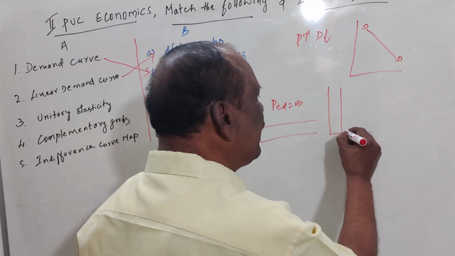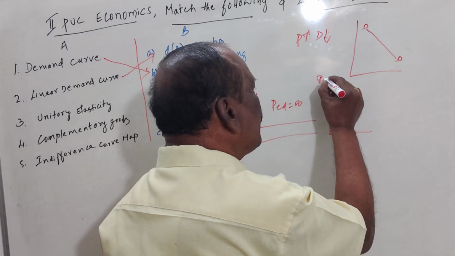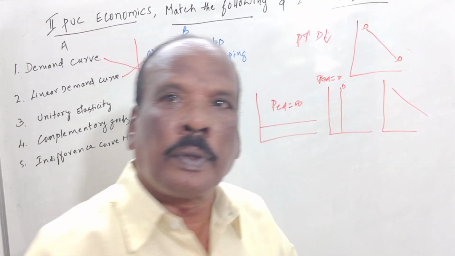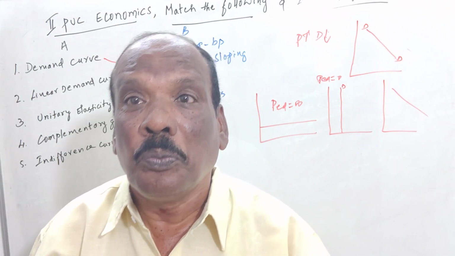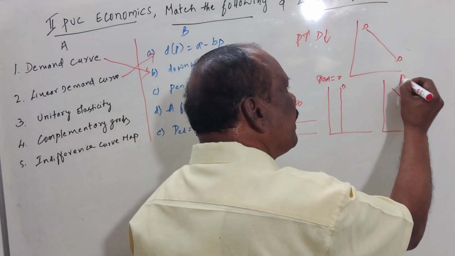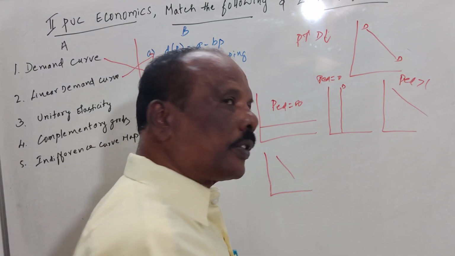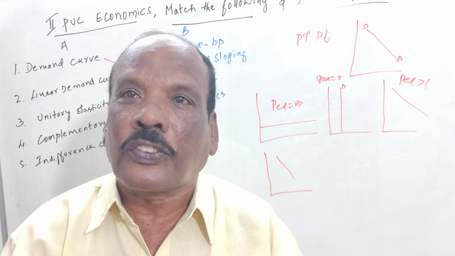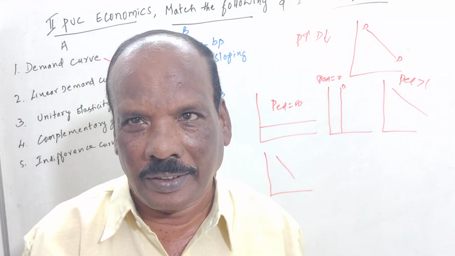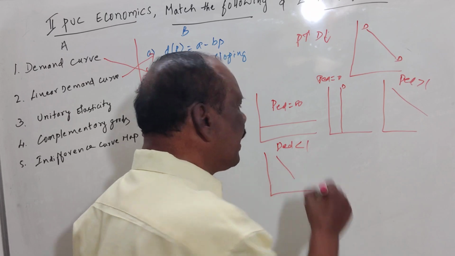And this one is perfectly inelastic. Whatever may be the changes in price, the demand remains constant. Here, PED is equal to 0. Then, a smaller change in price leads to a larger percentage change in demand. That is called relatively elastic demand. Here, PED is greater than 1. Coming to this one, a larger change in price leads to a smaller change in demand. This is called relatively inelastic demand. Here, PED is less than 1.